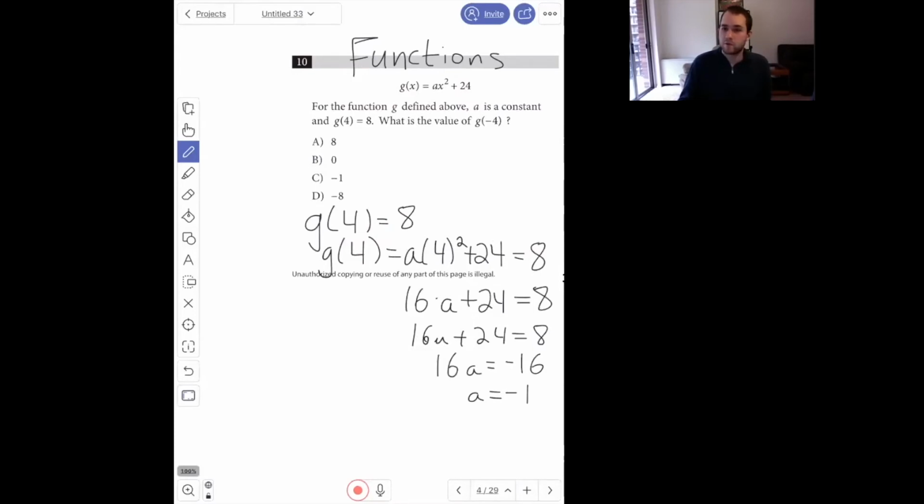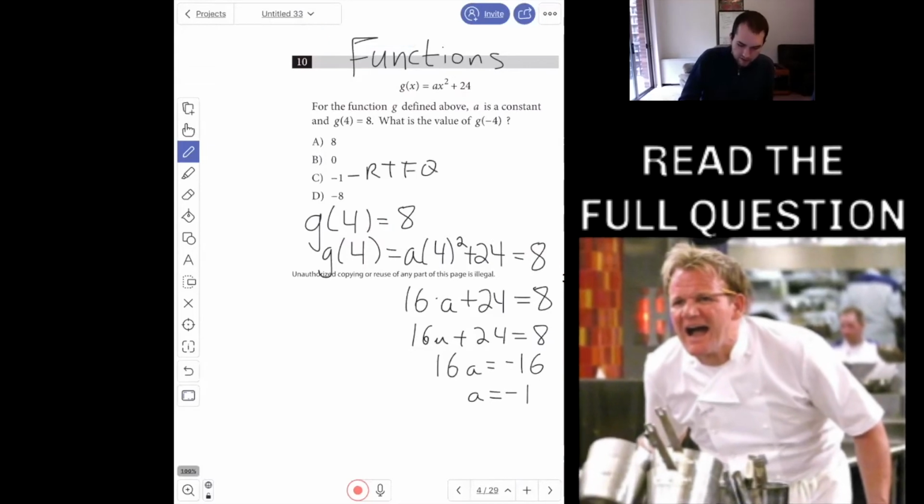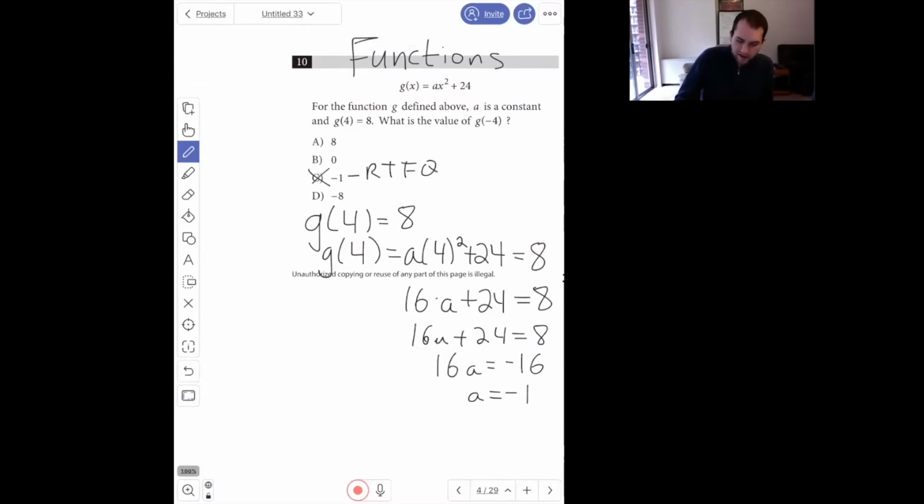We did perfect work up until now, but we don't want to ruin it by picking choice C. That would be an RTFQ choice. The question's not asking for what a equals, it's asking for this. Now we should know what to do here. We just prepared ourselves for this exact situation.